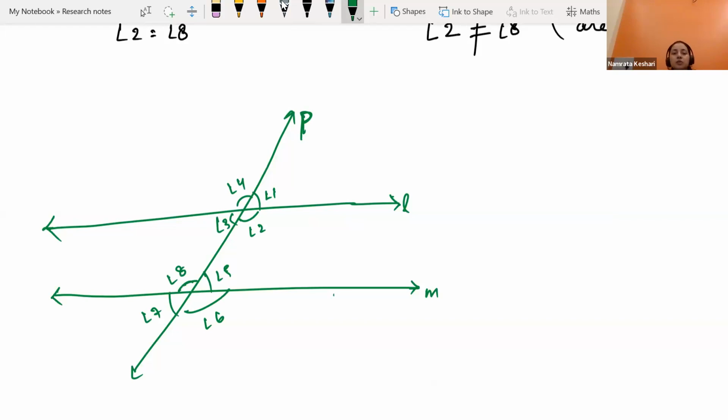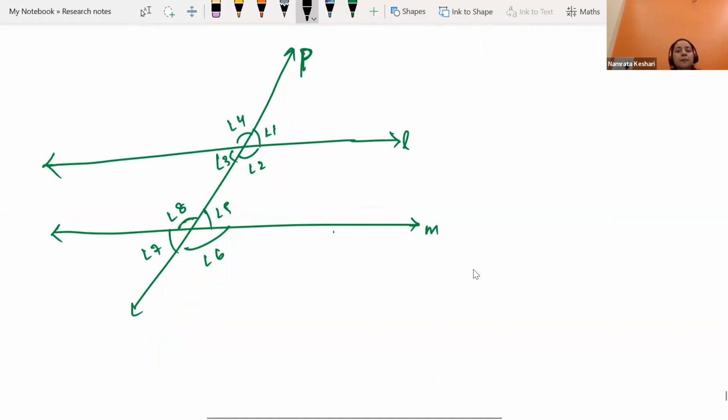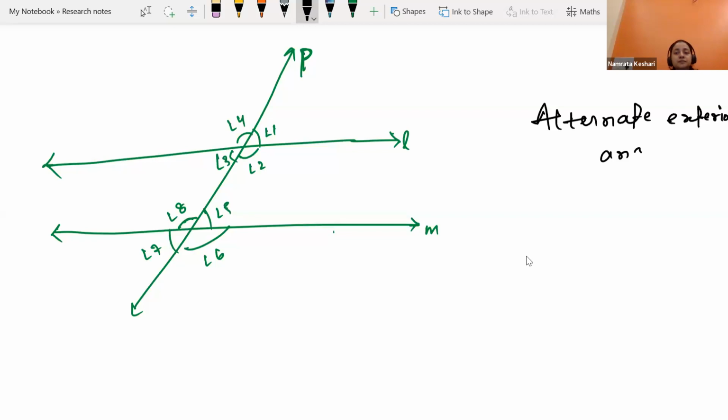Now here we will find the pair of alternate exterior angles. Ma'am, angle 4 and angle 6. Yes. Ma'am, angle 1 and angle 7. Perfect. You can see they are alternate with each other and lying on the exterior part.